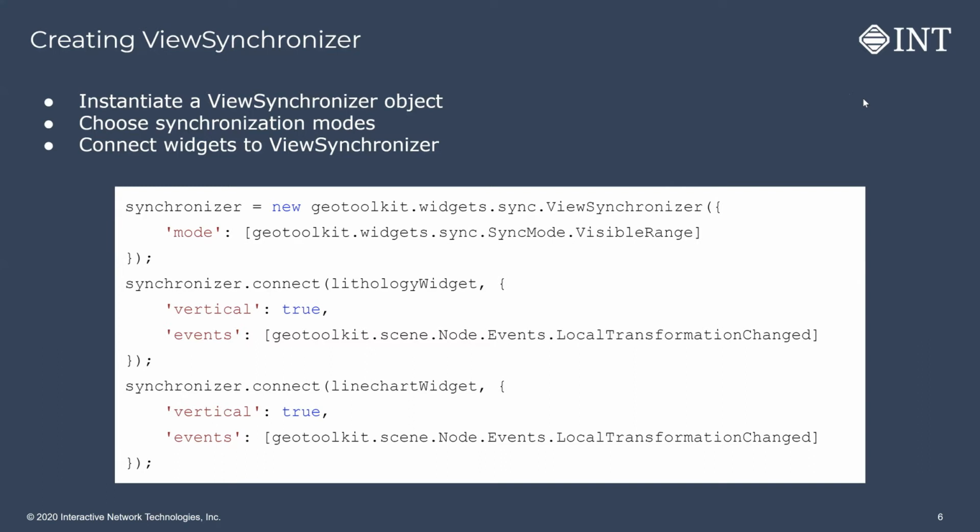As you can see, it's pretty simple. You just create a ViewSynchronizer object, and then you specify what kind of mode you want to synchronize, in this case the visible range. Then you connect each of your widgets to the synchronizer, and then you might do an initial synchronization if necessary.